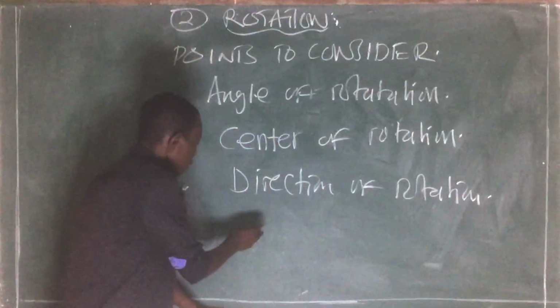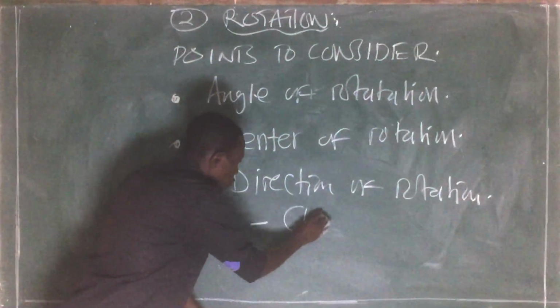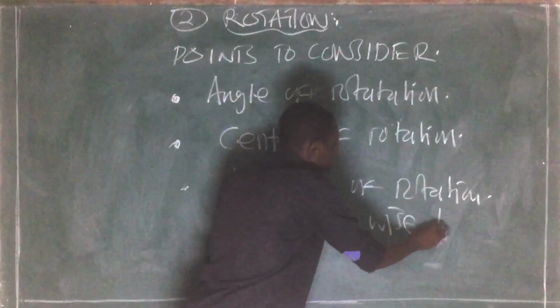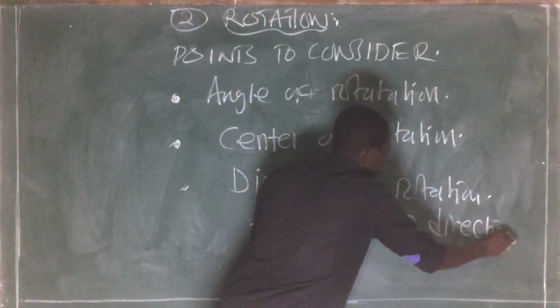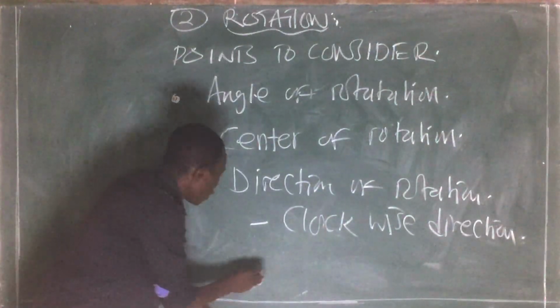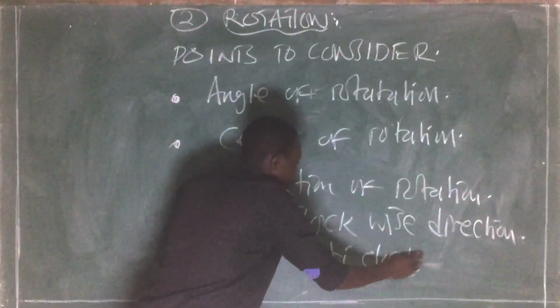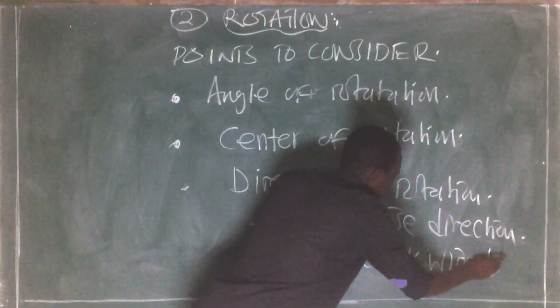One, an object can rotate in the clockwise direction, or else it can rotate in the anti-clockwise direction.